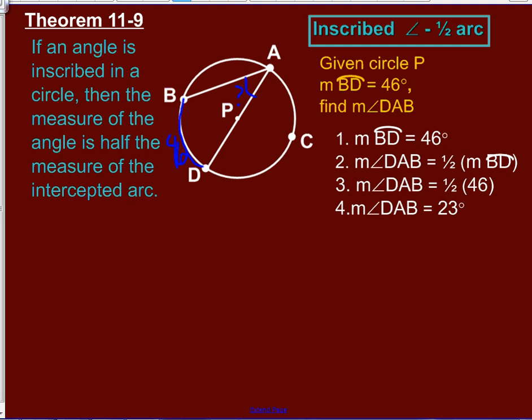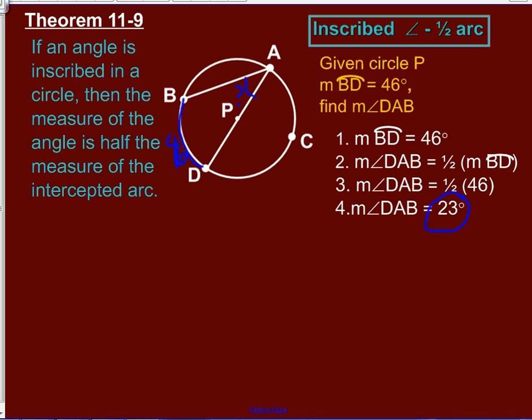Basically what this theorem says is that whatever this measure is, we can cut it in half and we will find the angle measurement of that. So if we take 46 divided by 2 or multiply it by 1/2, however you want to look at that, you will then get 23. So my measurement of angle DAB or BAD would be 23 degrees. Really easy concept to understand, really easy theorem to grasp.